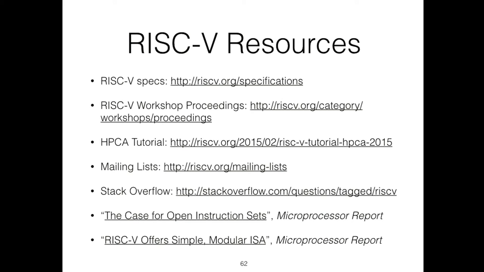The most important ones are the specifications. You should check those out for the full details about the ISA. There have been 3 RISC-V workshops so far, and the proceedings are online, with a lot of interesting talks. There was a tutorial at the HPCA conference, High Performance Computer Architecture. It talks a lot about how to get going with the software stack and the hardware stack. For the hardware engineers, there are some tutorials on how to build accelerators with RISC-V and things like that, and how to modify the ISA.